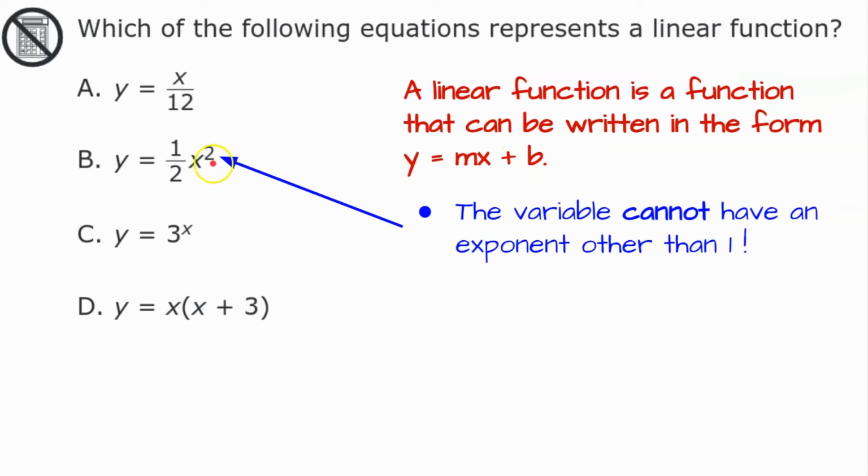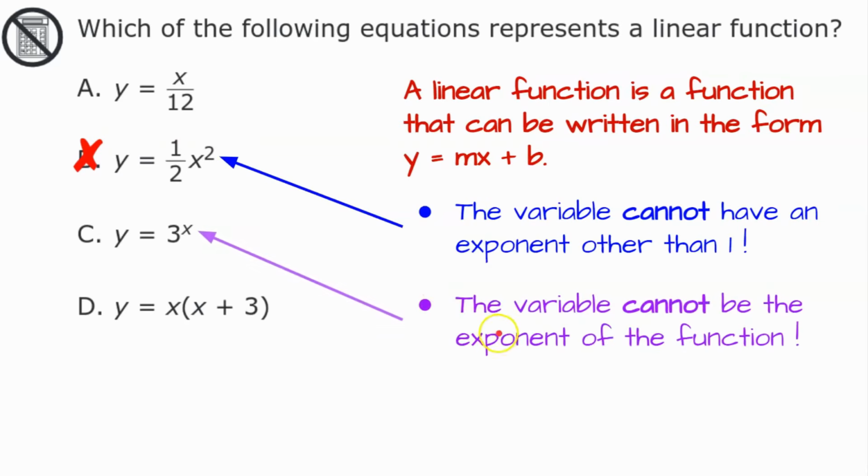This equation has a variable with an exponent of 2. So therefore, this is not linear. In high school, you'll learn this is a quadratic function. C, the variable cannot be the exponent. This is an exponential function, which you'll again learn about in high school. But because x is the exponent, we know it's not linear. It will not be a line.